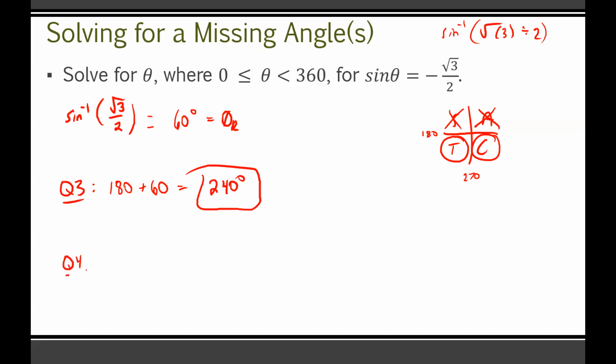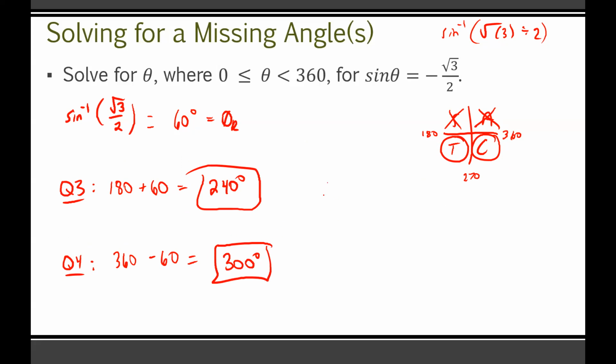In quadrant 4, similar idea, in the C quadrant over here. Just notice we're coming down from our x-axis. Our x-axis is 360 degrees. We're coming down by our reference angle, which is 60, so it's going to be 360 minus 60, which of course is just 300 degrees.